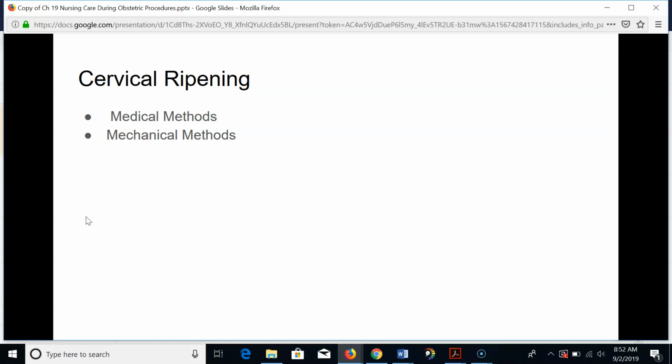Mechanical methods is where they use a transcervical catheter. This is like a Foley cath that has one or two larger balloons, and they will inflate once it's placed in the cervix. The balloons will put pressure on the cervix and cause it to dilate. Typically, the catheter will fall out when she's dilated to 4 centimeters.